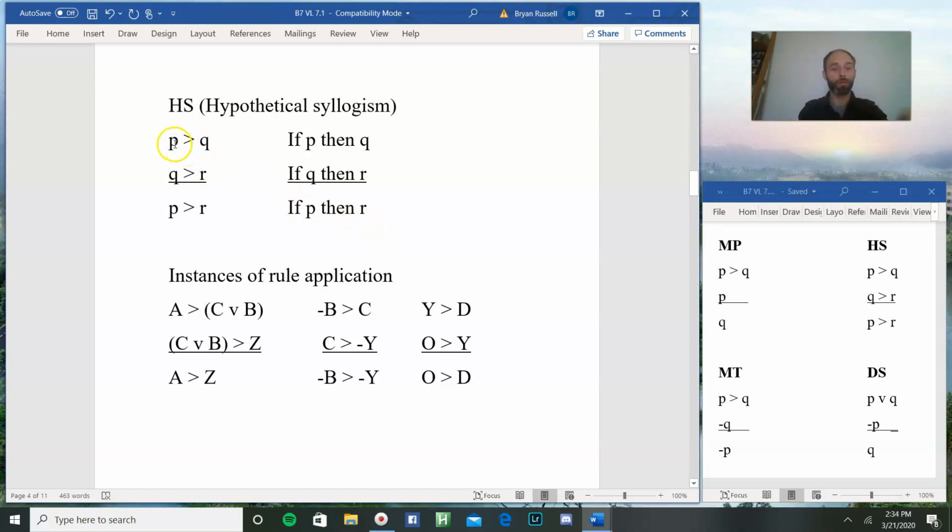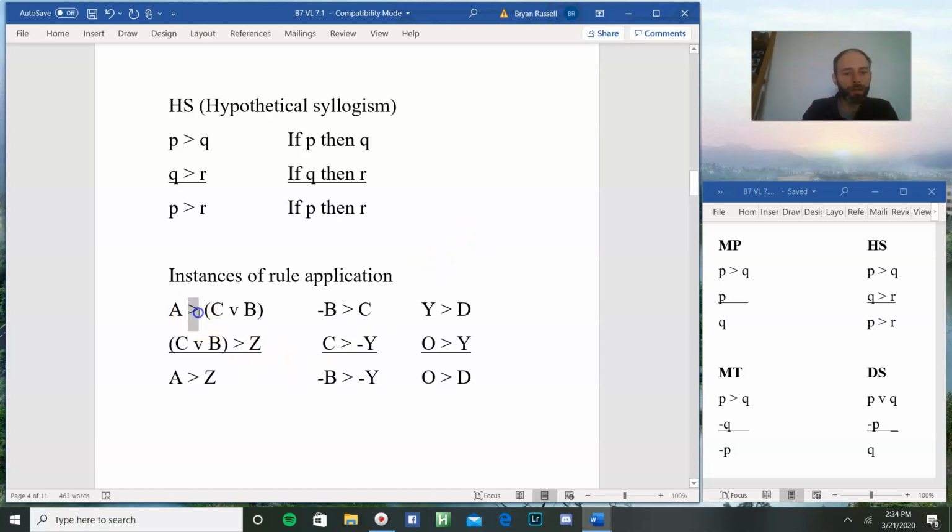So that's what we're saying over here with the horseshoes. And over here, we're saying it in common language. All right, so let's see that rule applied.